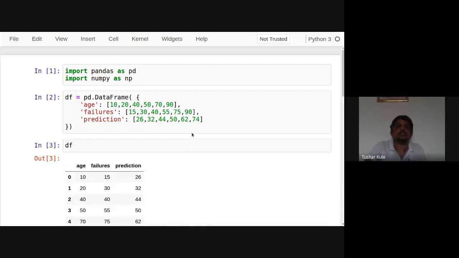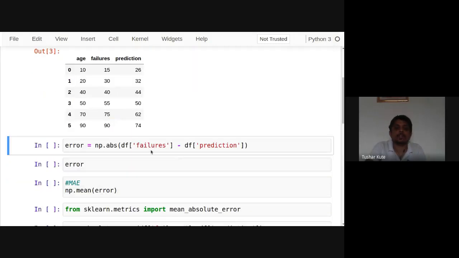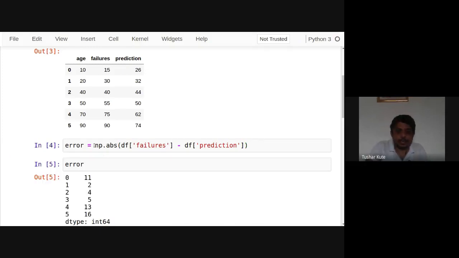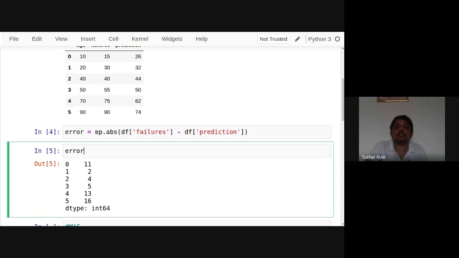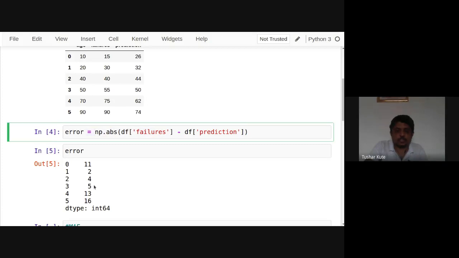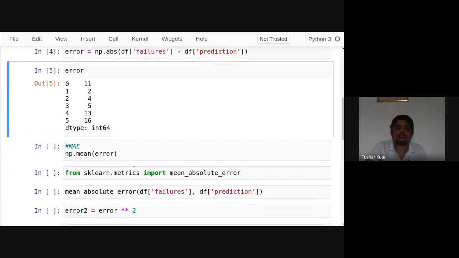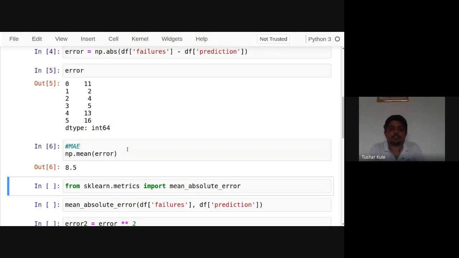And you can see this is the data frame I have created, and the error is like this. See, the absolute difference is np.abs of df failures minus df of predictions. So original value minus predicted value, the difference is this. And with abs, these three negative values will become positive, correct? And the mean absolute error is this, 8.5, correct? That's what you have seen in the presentation there.